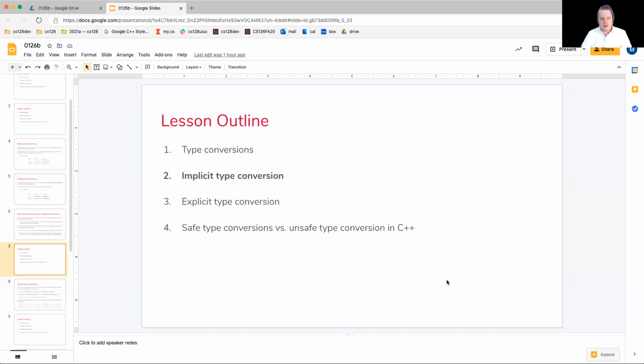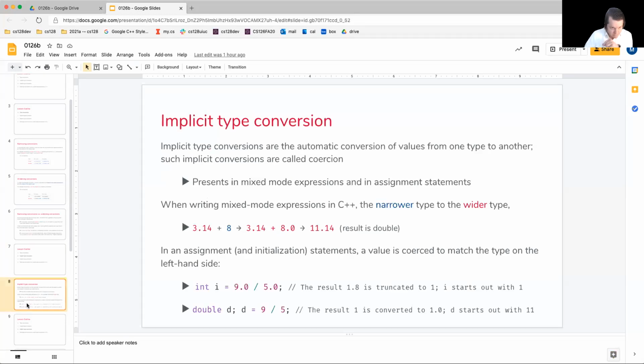Now moving into implicit type conversions. So what are implicit type conversions? Implicit type conversions are essentially the automatic conversion of values from one type to another. Such implicit conversions are also known as coercion.